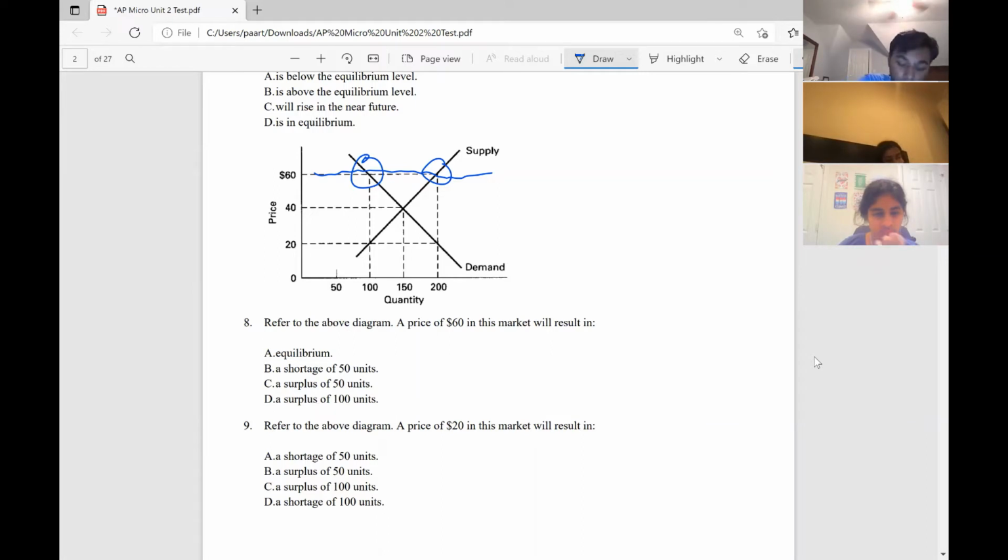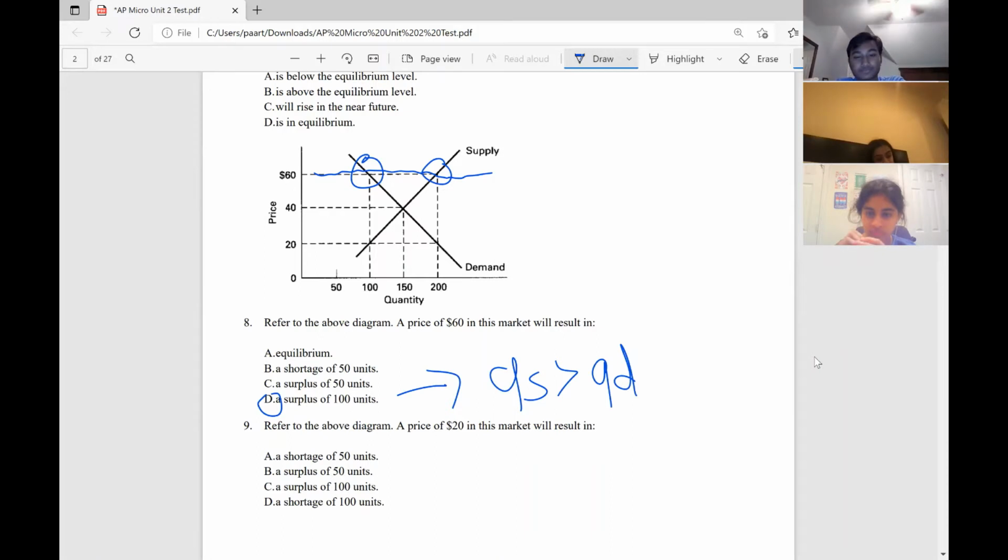And so in that situation, the answer would be D. You have a surplus of 100 units. You have more supply than what people actually want. I'll go ahead and just do 9 as well, and then we can move on to the next question.